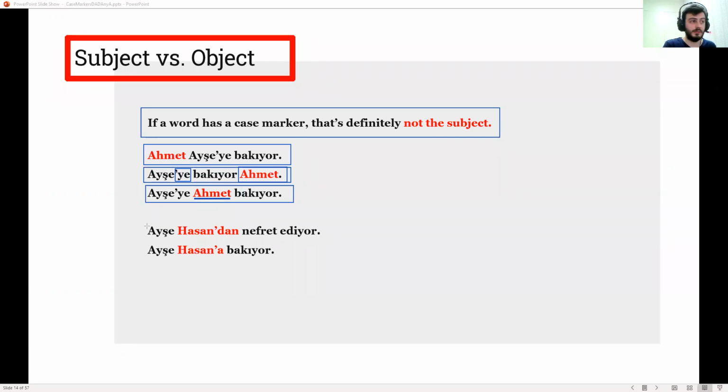Or we can say another example. Ayşe Hasan'dan nefret ediyor. In this one, I put the case marker on Hasan. So Hasan is the unlucky guy who is being hated. And Ayşe is the one who hates. This is my subject and this is my object. That's all about Turkish subject and object rules. Ayşe Hasan'a bakıyor. That's the idea.